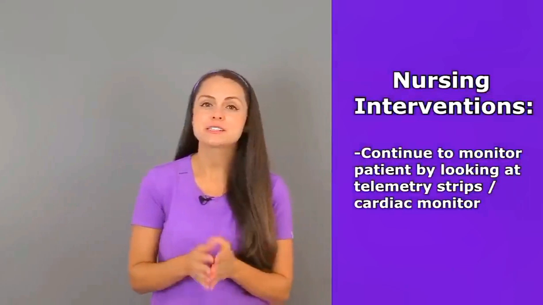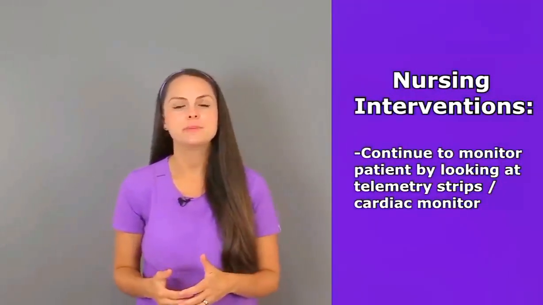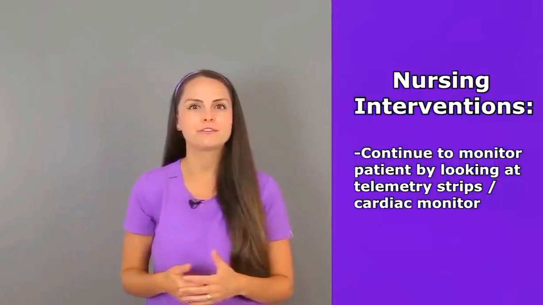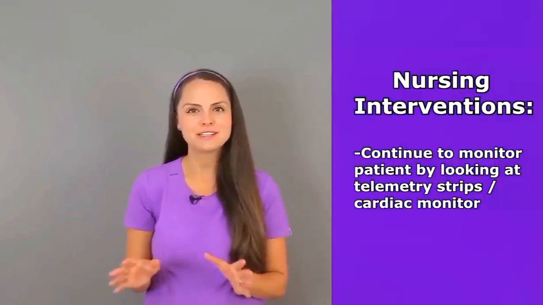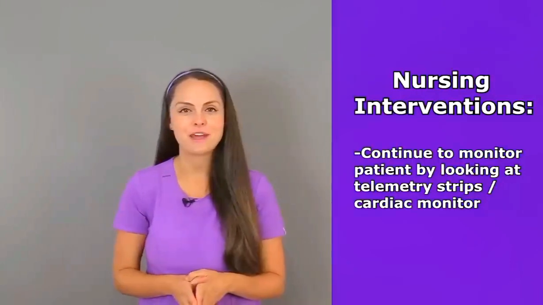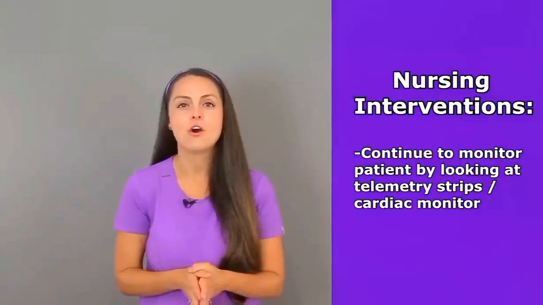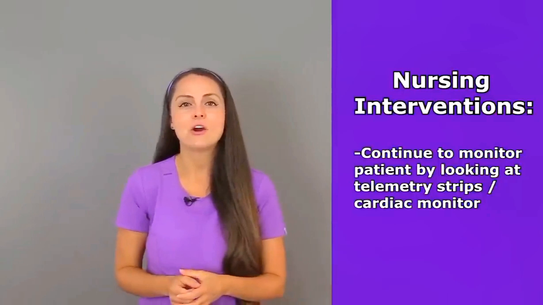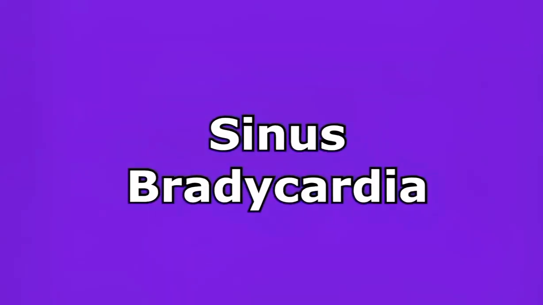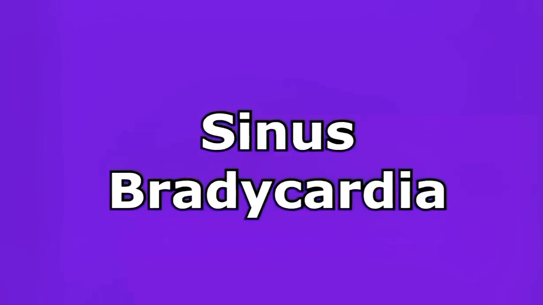Therefore, as a nurse, you want to just continue to monitor your patient by looking at those telemetry strips, looking at the cardiac monitor if they're on one, just to make sure that they're not deviating from this rhythm. Because many times patients do. They may go into atrial fibrillation or sinus bradycardia or sinus tach, or they develop a heart block where that PR interval is prolonged.